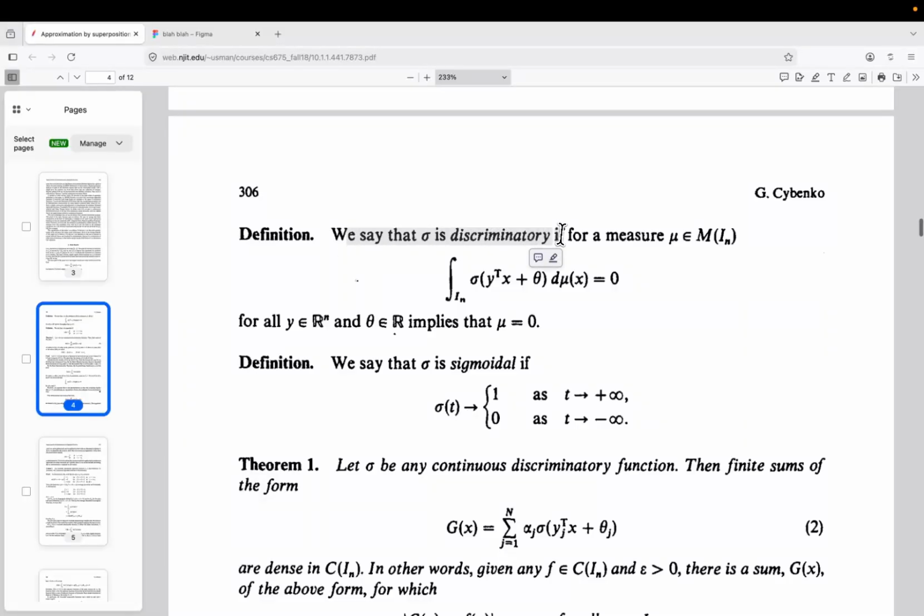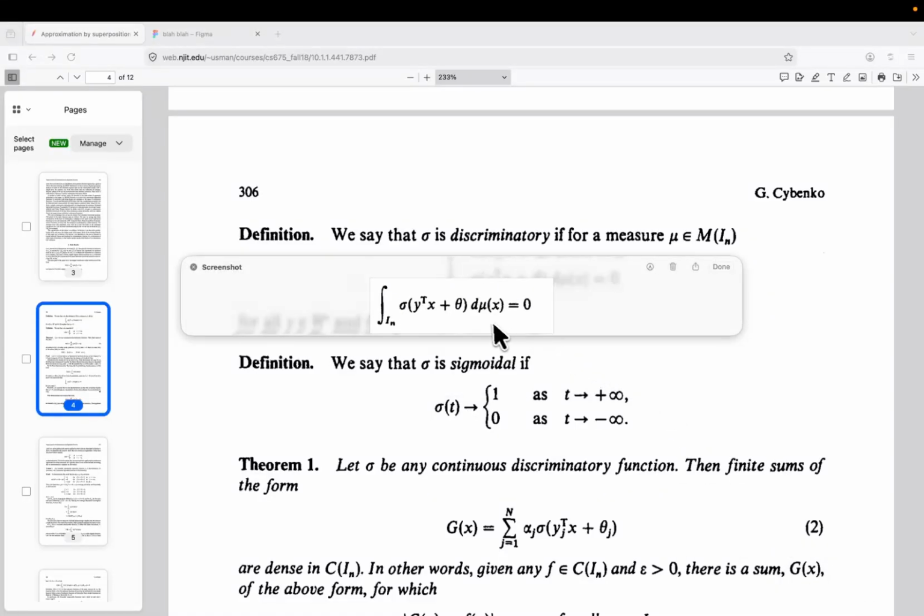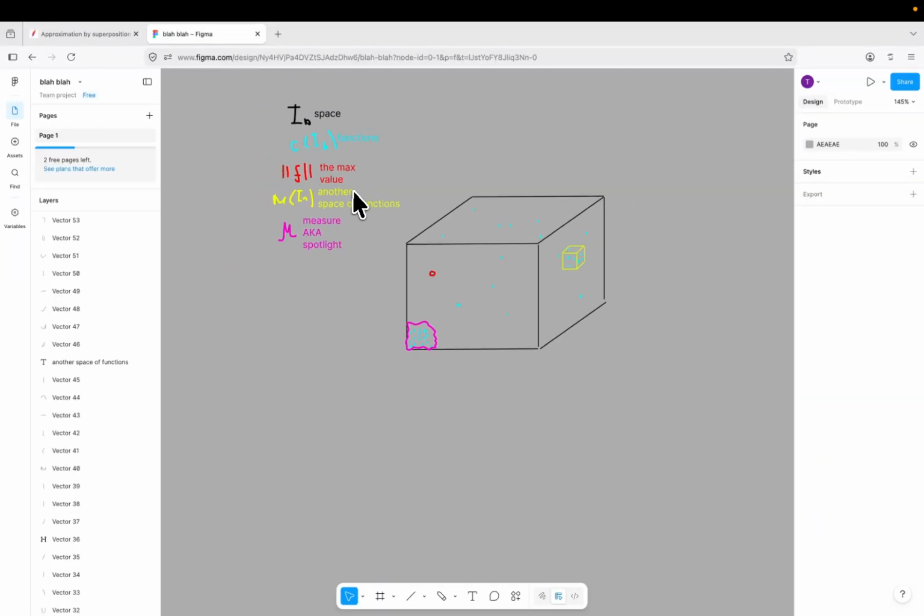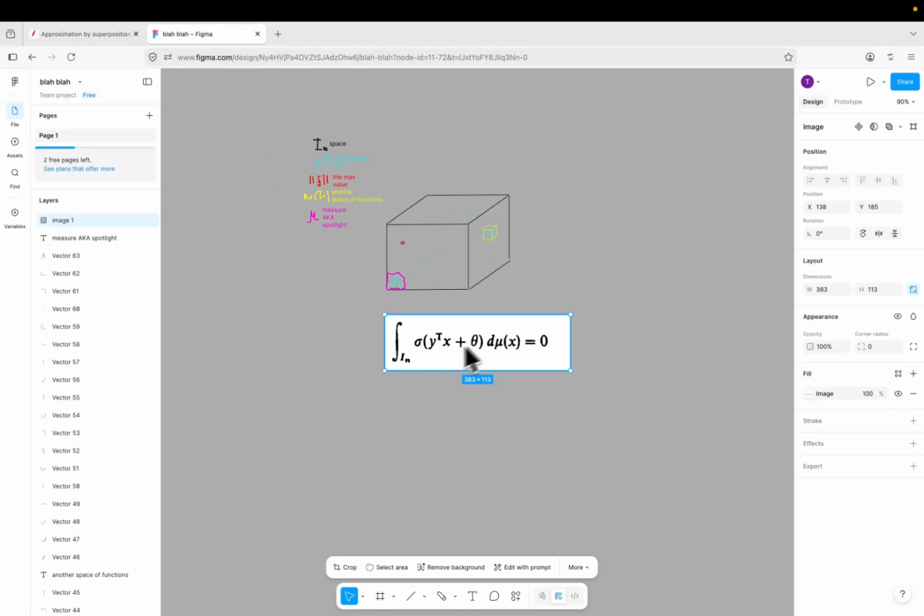And the next thing is discriminatory. We have our sigma. We say that sigma is discriminatory for a certain measure, for all y's, and that implies that. What we're saying here is, let's actually do it like that. We say that it's discriminatory for, yeah, like that.